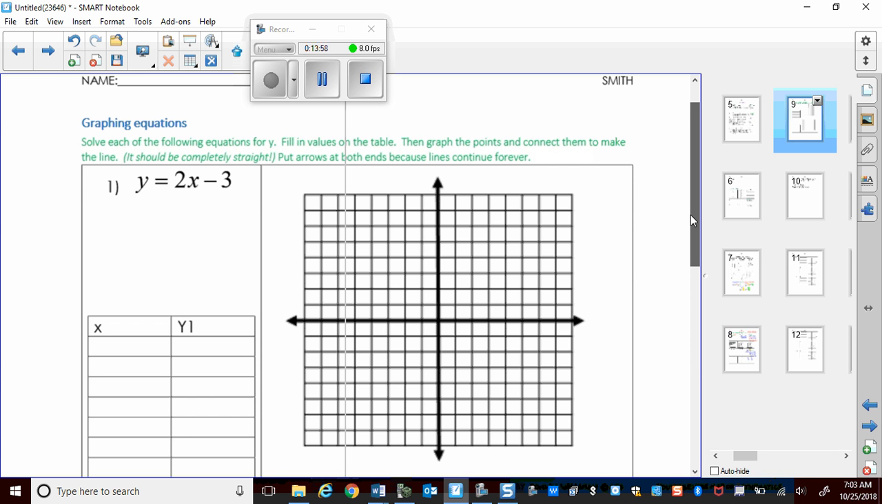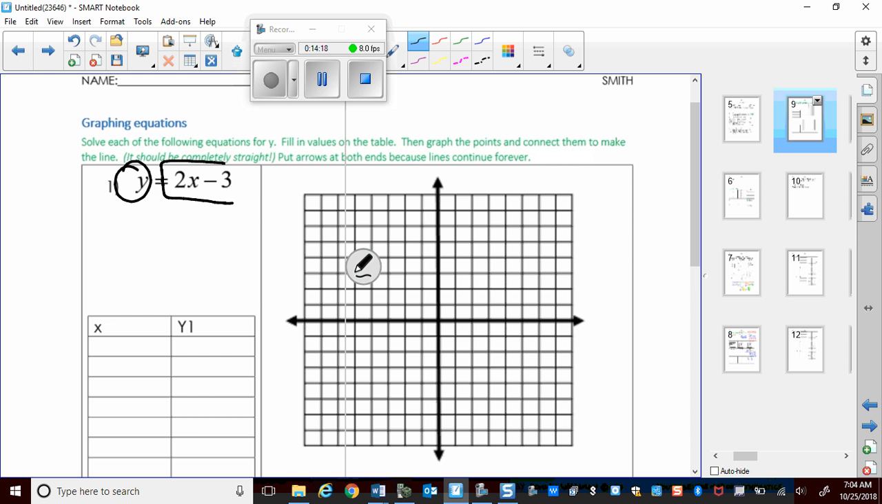We already said it over and over again. The domain of all straight lines is all real numbers. The range of all straight lines is all real numbers. Now, first we're going to check, is the y value, is y by itself? It is. So the equation I'm going to put into my graphing calculator is 2x minus 3.